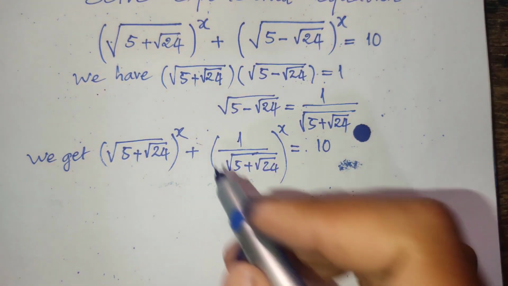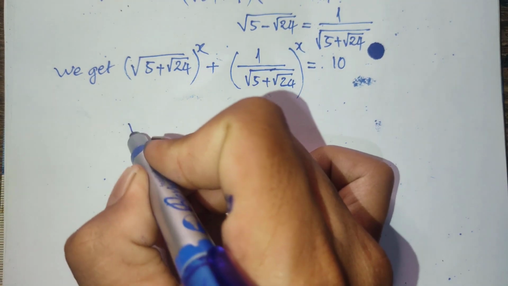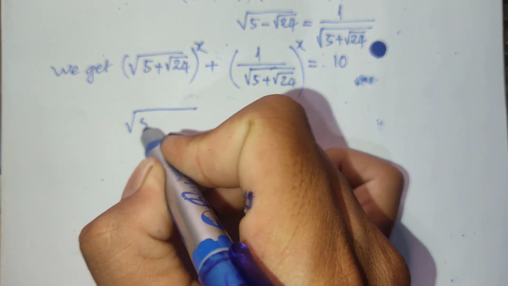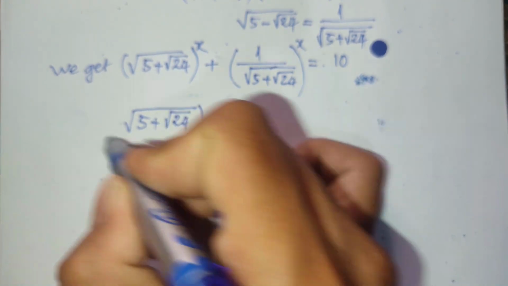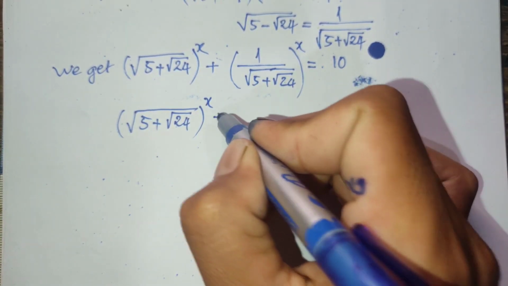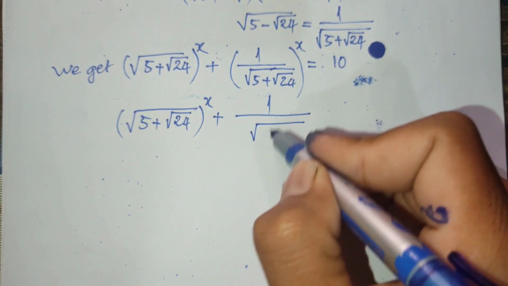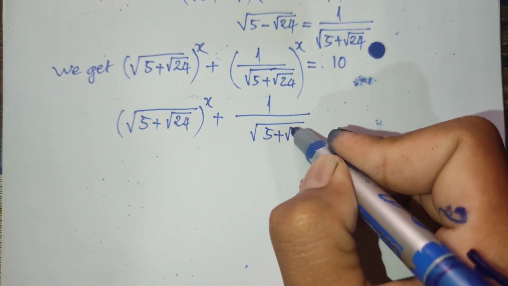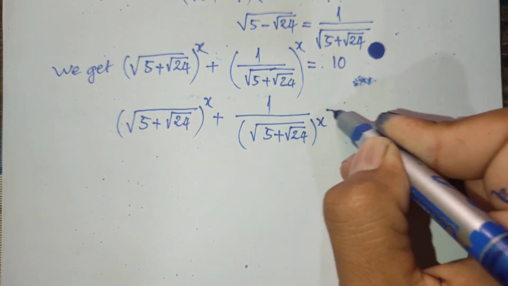Now I can write this as (square root of 5 plus square root of 24) all power 8 plus 1 divided by (square root of 5 plus square root of 24) all power 8 equals 10.